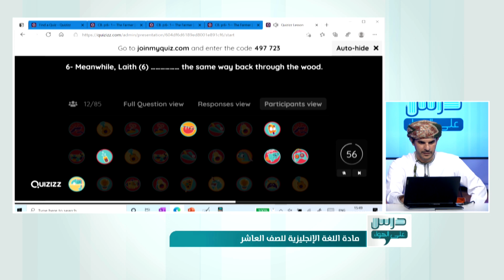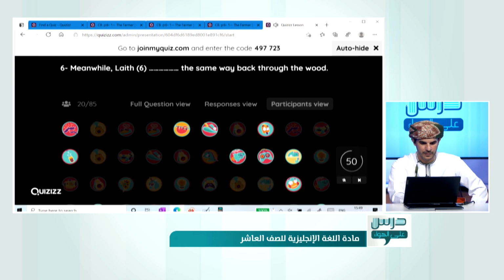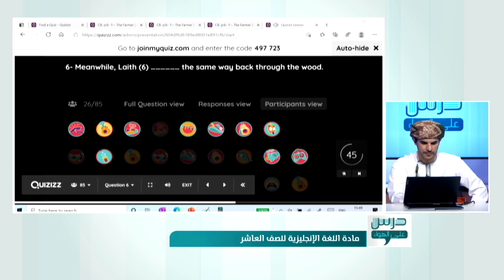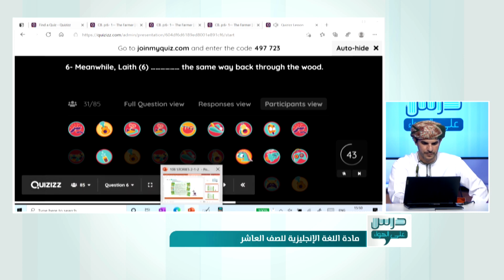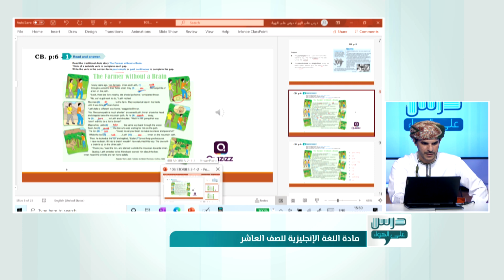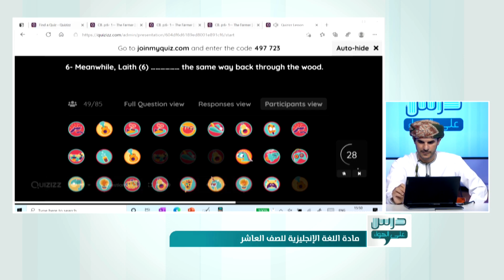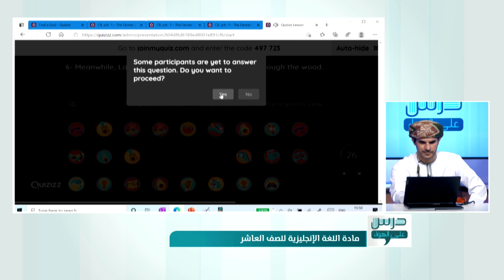Meanwhile, Lath the same way back through the wood. Let's see the question. Lath what? Meanwhile, Lath. Use the verb take. Took. Take. Takes. Was taking. Were taking. What do you think? Good. Next question.